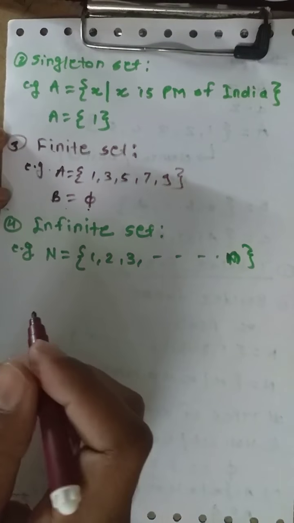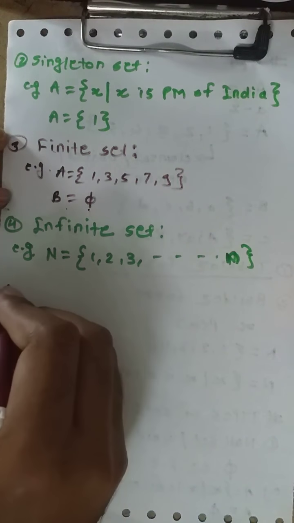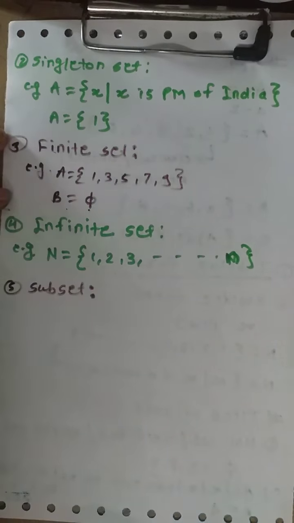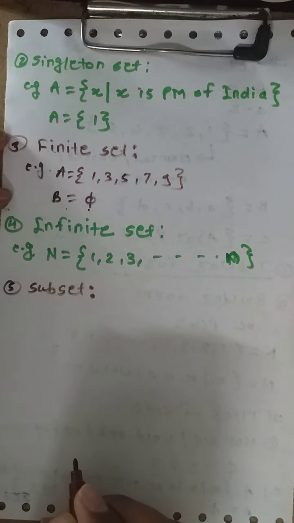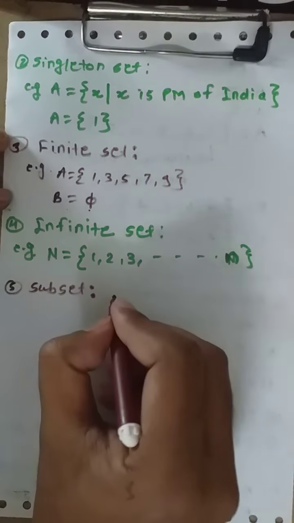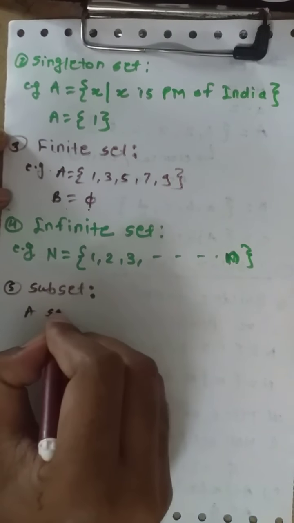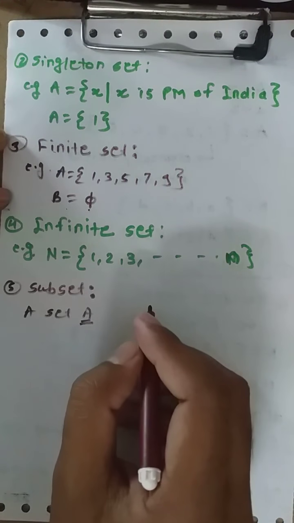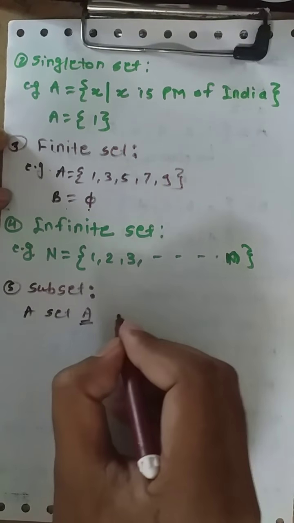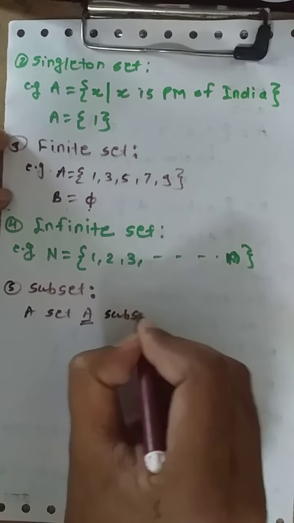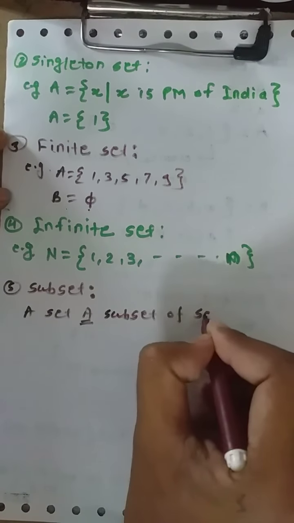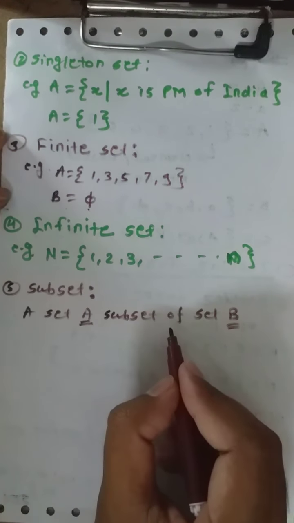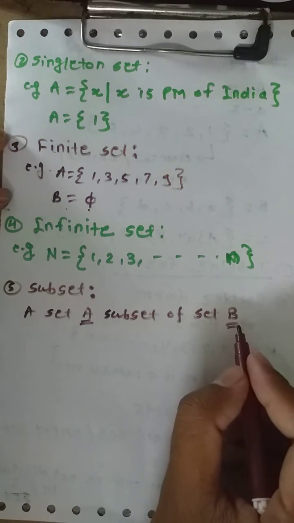Now the next type is subset. So how can we define the subset? A set A is said to be a subset of set B.